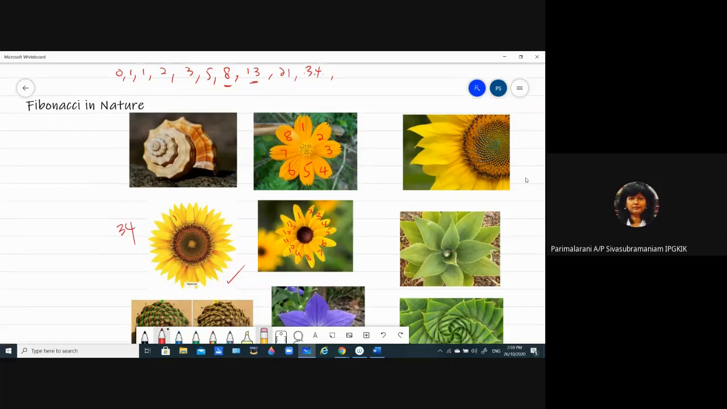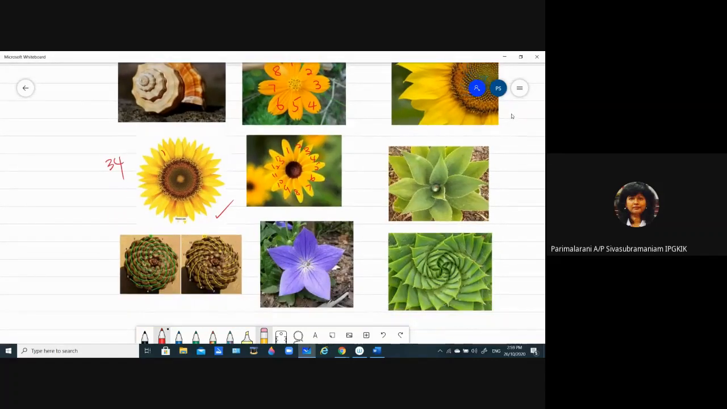So what I'm trying to tell you is that in nature, a lot of plants and flowers and seeds, the seed arrangement, the number of seeds and petals and all that, follow the elements in the Fibonacci sequence. Maybe before this we were not so observant. But after this, if you take a walk in your garden or around your house, just pick any flower that you see and count the number of petals and see if they correspond to the Fibonacci elements.